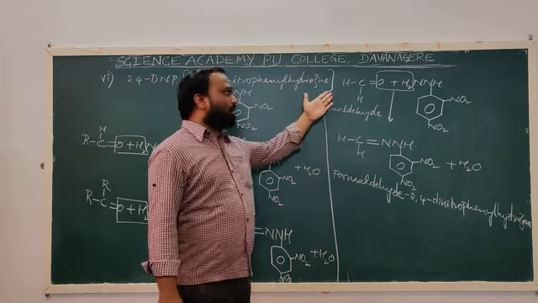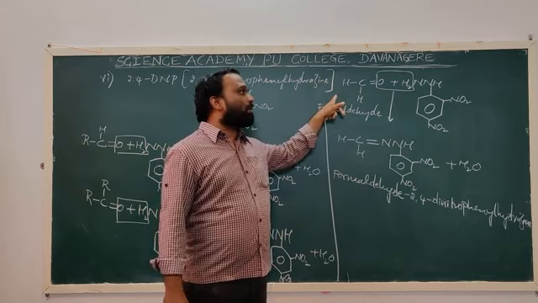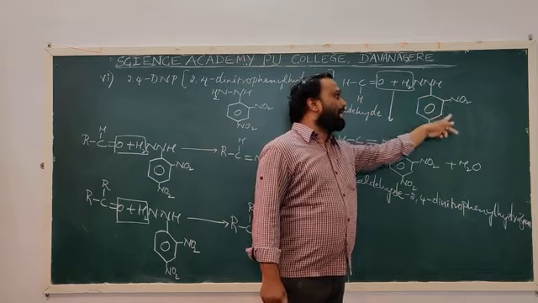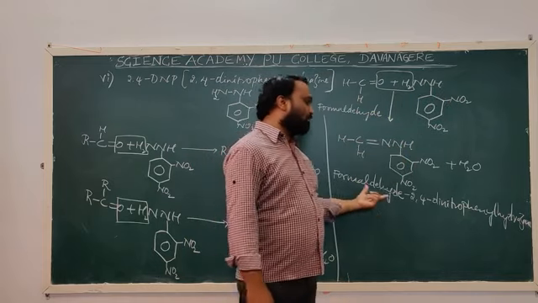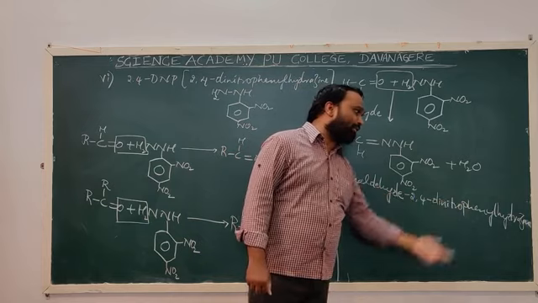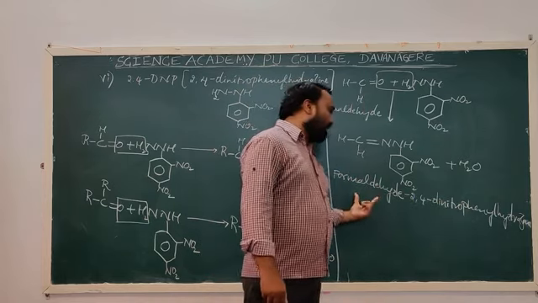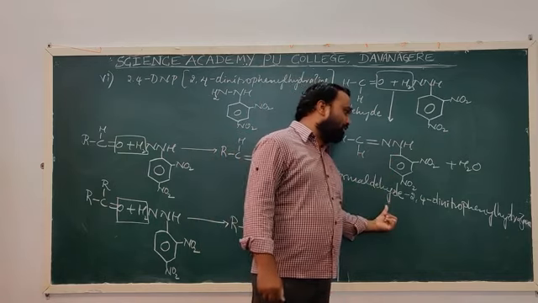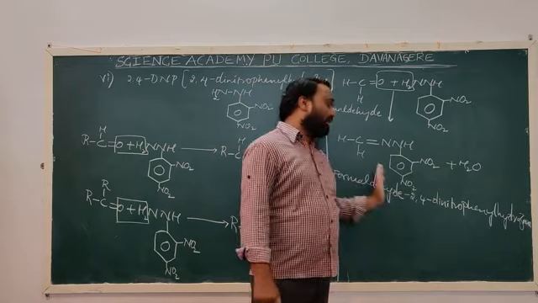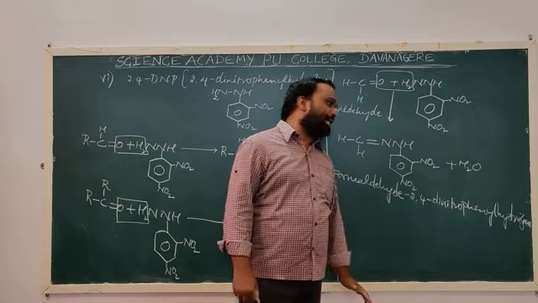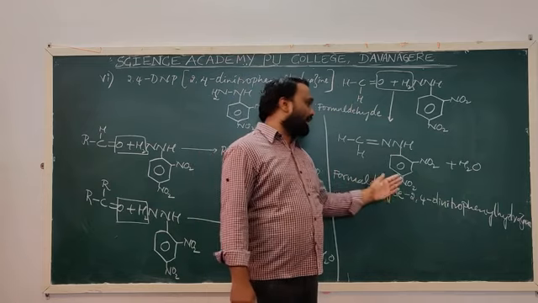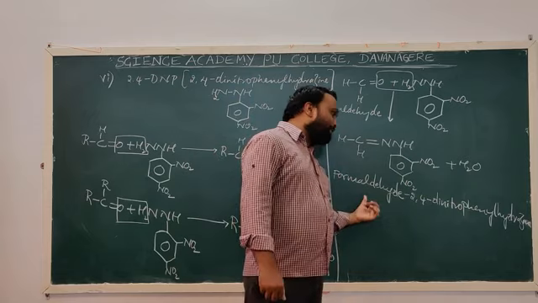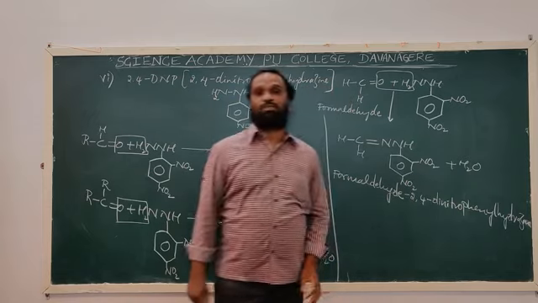Let us take formaldehyde as an example. Formaldehyde undergoes condensation with 2,4-dinitrophenylhydrazine and gives formaldehyde 2,4-dinitrophenylhydrazone. Similarly, you can write the equation: acetaldehyde undergoes condensation with 2,4-DNP and gives acetaldehyde 2,4-dinitrophenylhydrazone. Acetone gives acetone 2,4-dinitrophenylhydrazone. So you have to write the reactions for those compounds also.